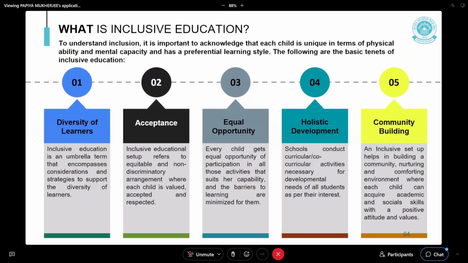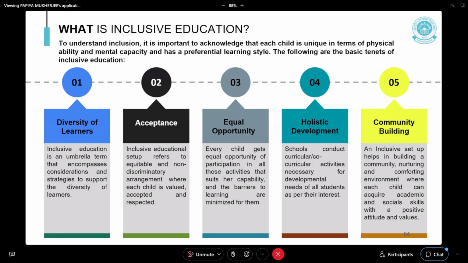We first need to understand what inclusive education is. The basic tenet of understanding inclusive education is that we have to acknowledge that each child is unique in terms of physical ability and mental capacity, and has a preferential learning style. It is a broad term which encompasses the diversity of learners. We have diverse learners in the school, so the entire school culture needs to make strategies to support the diversity of learners.